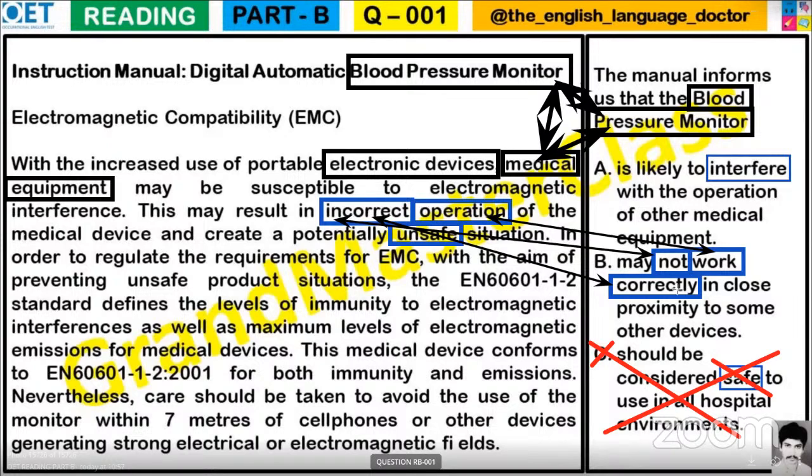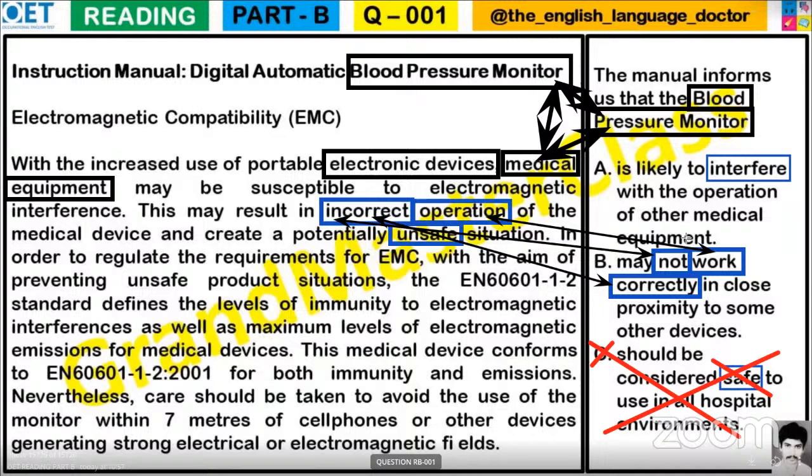Again, may not work correctly. Sorry, is likely to interfere with the operation of other medical equipment. No. He's not talking about other medical equipment, but he's talking about portable electronic devices. Portable electronic devices means everything is included. It may be medical, it may be non-medical also. Like for example, cell phone, mobile phone, radio, transistor, television. These are all not medical equipment. Fine.